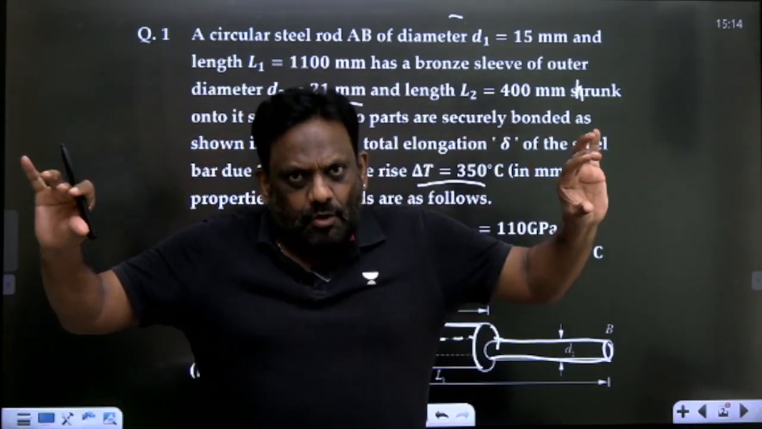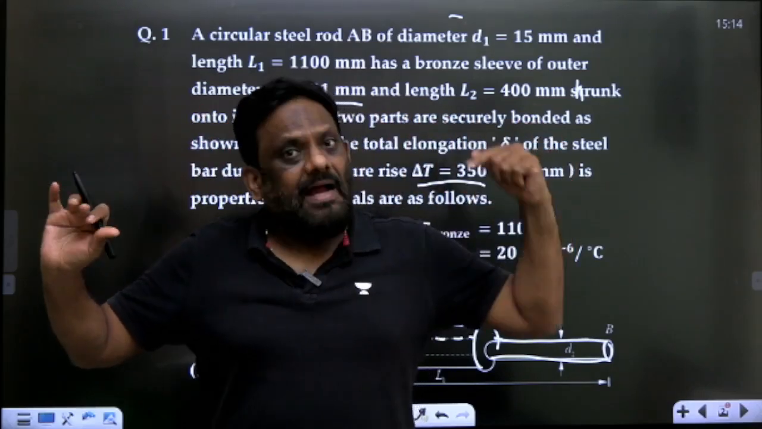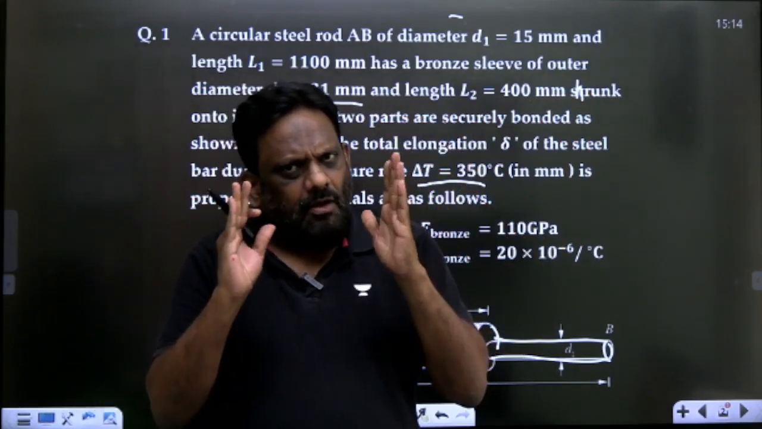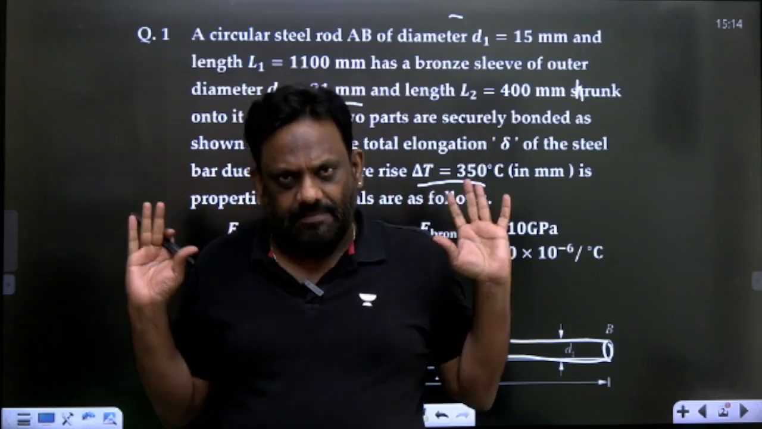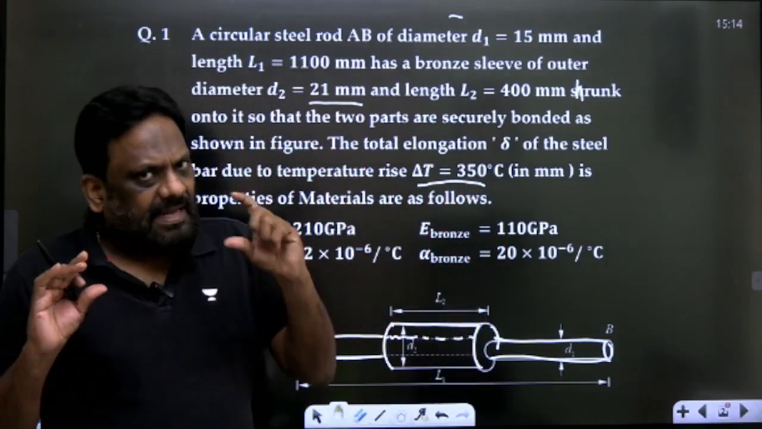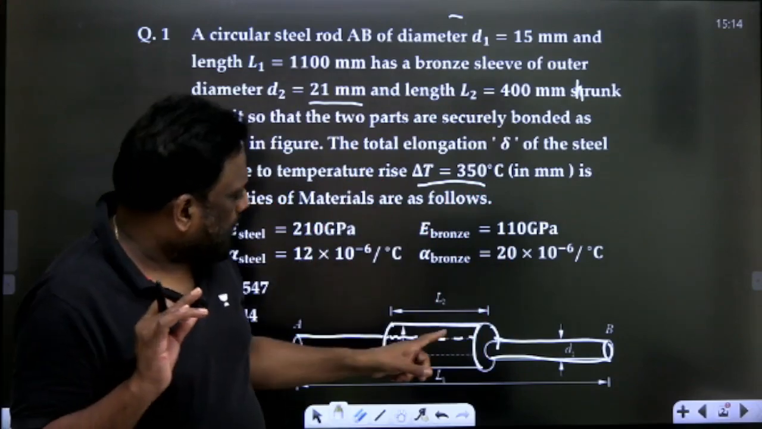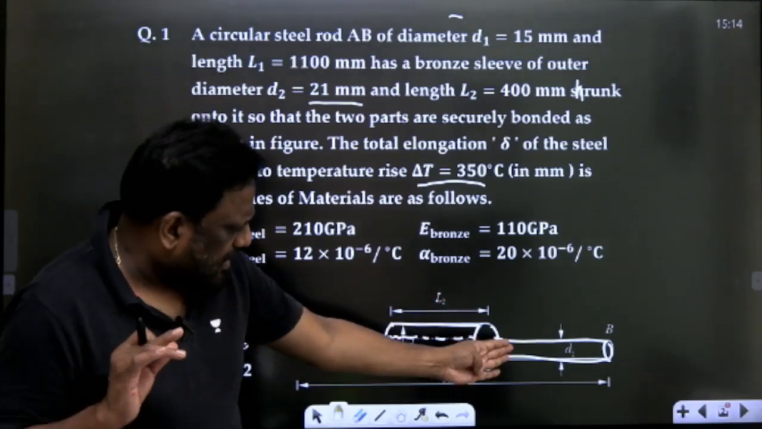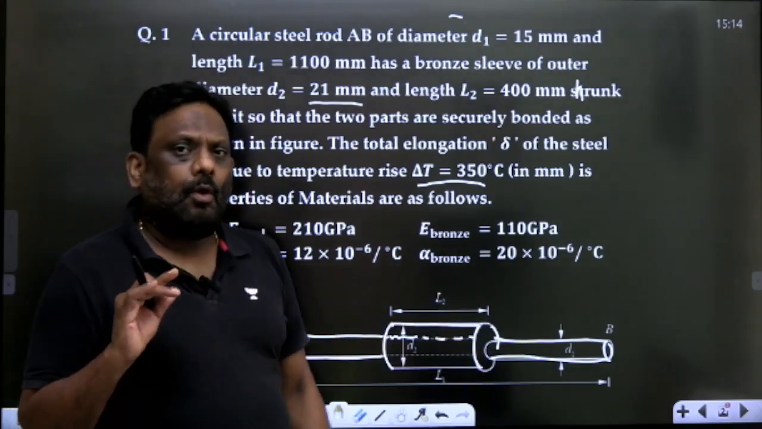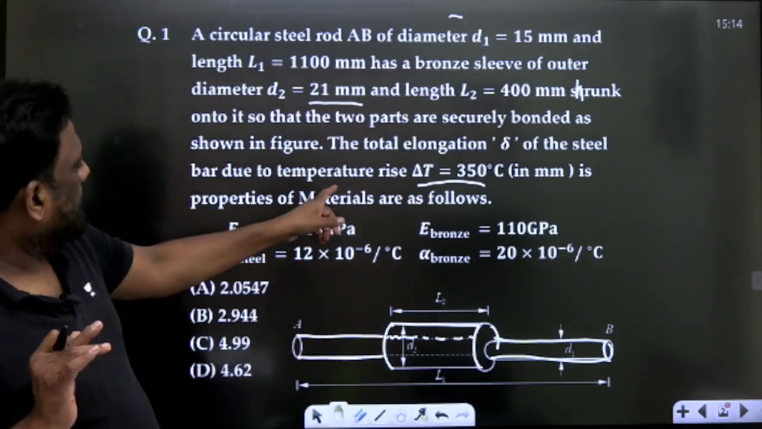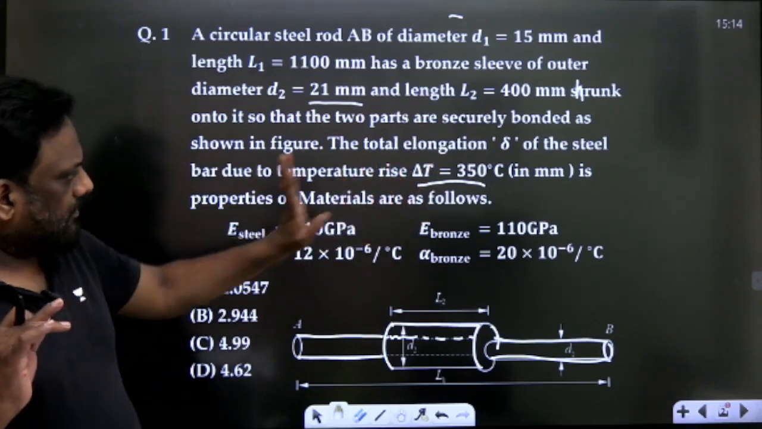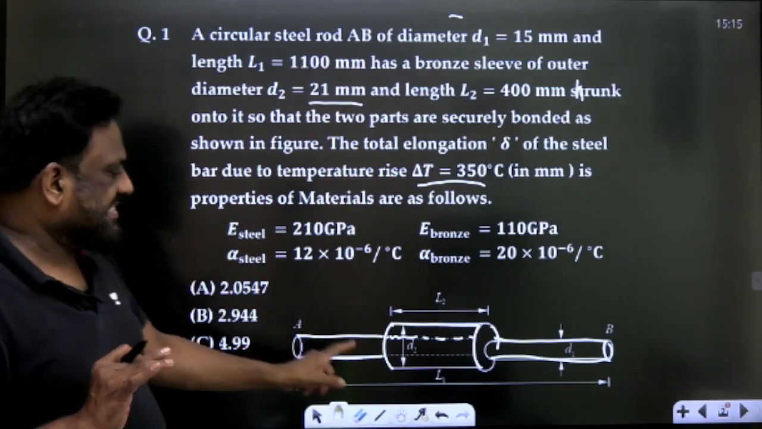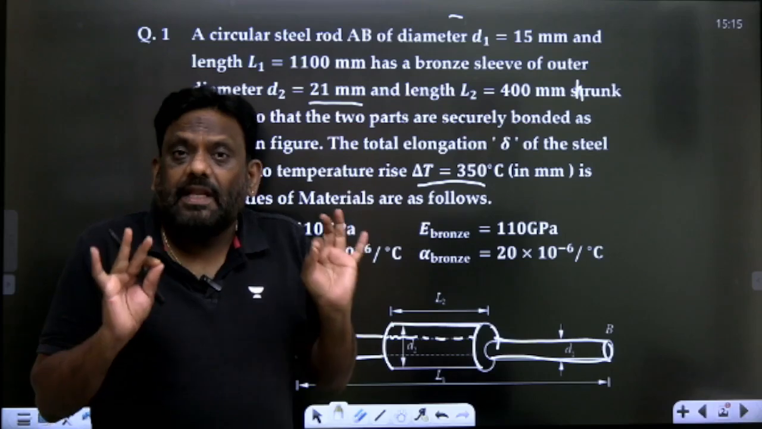There is a steel rod of 1100 mm length and the diameter of steel rod is 15 mm, and over steel rod a bronze sleeve is shrunk. Therefore, the outer diameter of the bronze is 21 and the inner is 15. Same, it is shrunk on the steel bar. Now it is heated to how much, sir? 350 degrees centigrade. Now he is asking what is the total elongation of steel.